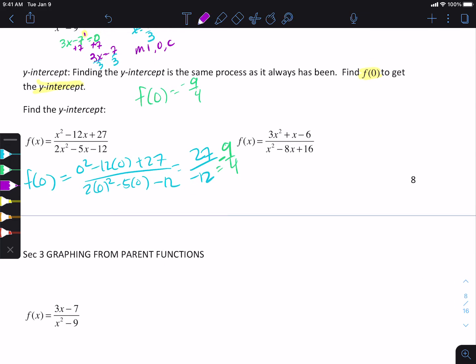Okay? So if we look at this one, if I find f of 0, these all go to 0, so I get negative 6 on top. And then on the bottom, these both go to 0, so then I get 0 plus 16, which is just 16. Both of these are divisible by 2. Negative 6 divided by 2 is negative 3. 16 divided by 2 is 8, so I get negative 3/8. So our f of 0 is negative 3/8.